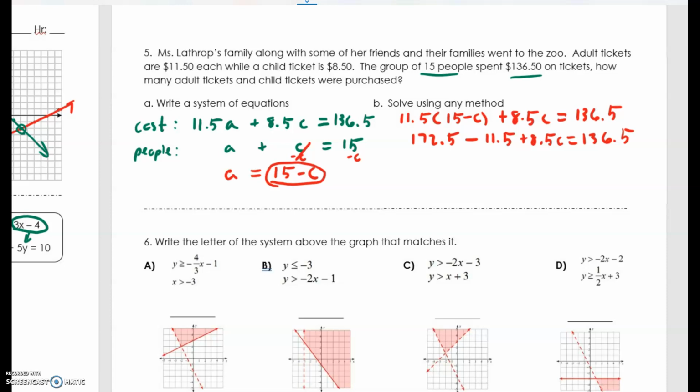And there's step 1. Okay. Step 2, I think I forgot a C. Yes, there is a C right there. There we go. Step 2, combine like terms. So 172.5. If I combine these two C terms right there, what does that make? Looks like negative 3. Negative 11.5 and 8.5 is negative 3. So negative 3C is equal to 136.5. Subtract 172.5 from both sides.